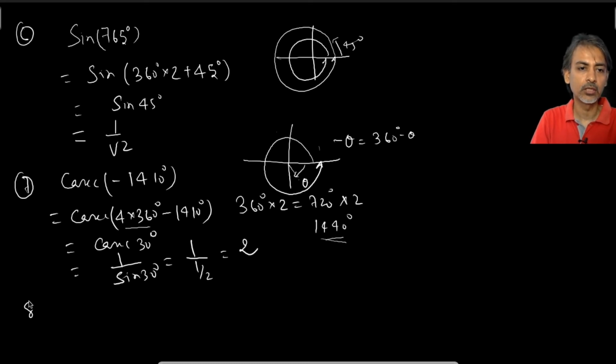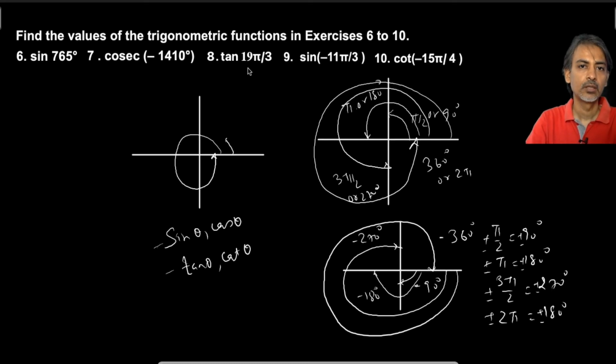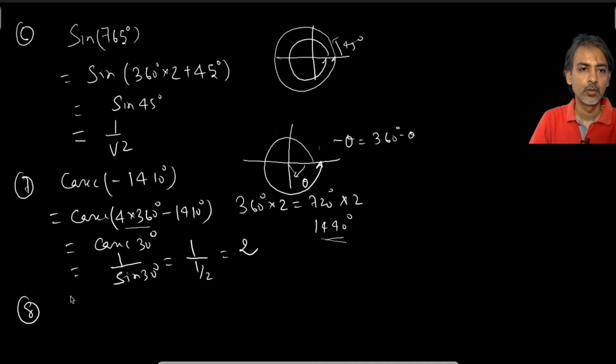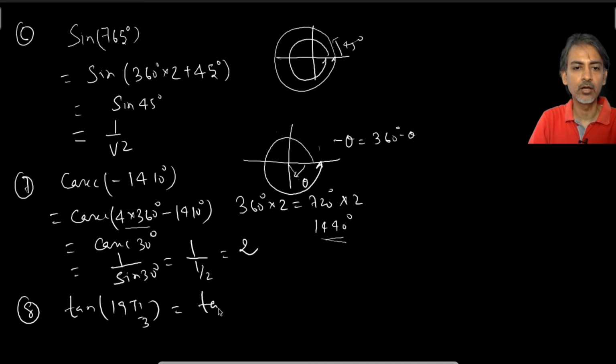Now coming to the third problem, which is tan of 19 pi by 3. Can I write it as tan of 6 pi plus pi by 3? Because 6 threes are 18 pi, plus pi by 3. So this is what I did.